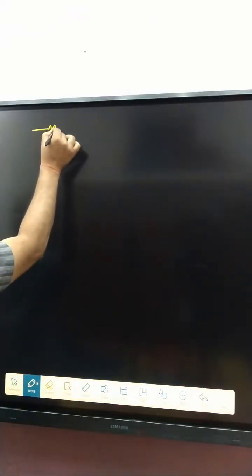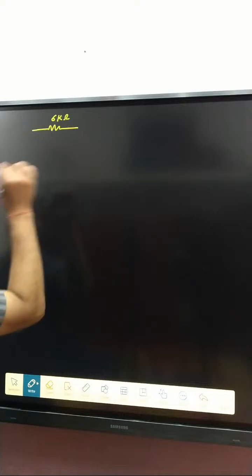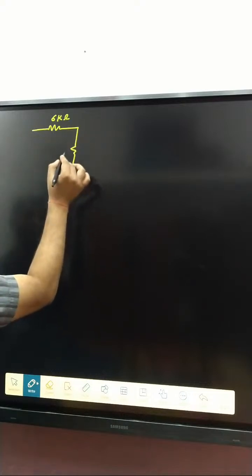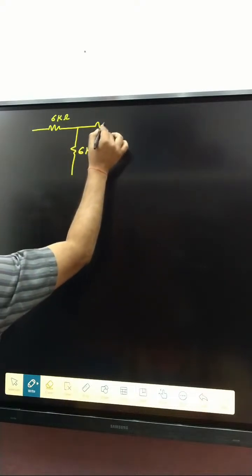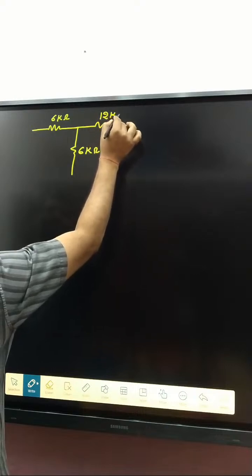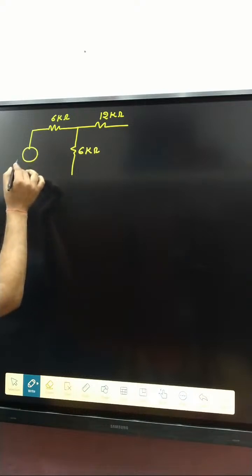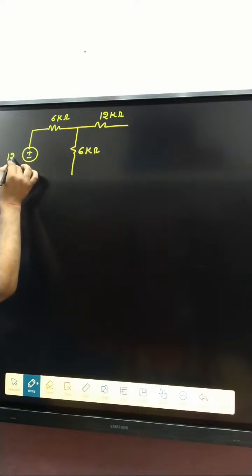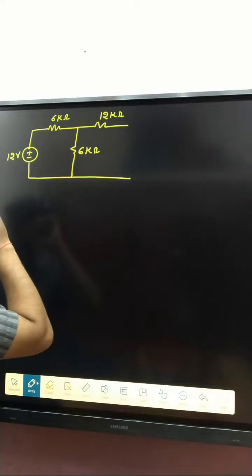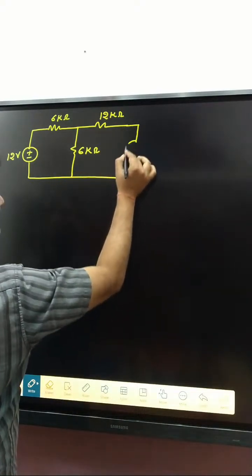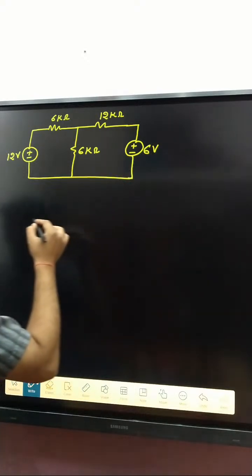That is how much? 6 kilo ohm. And that one is also 6 kilo ohm. And that one is 12 kilo ohm. And that one is plus minus 12 volt. And here plus minus 6 volt. Okay.